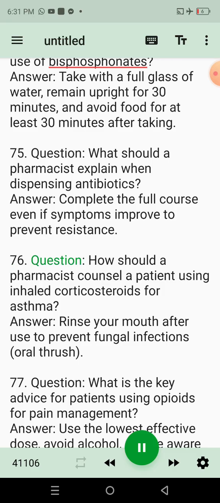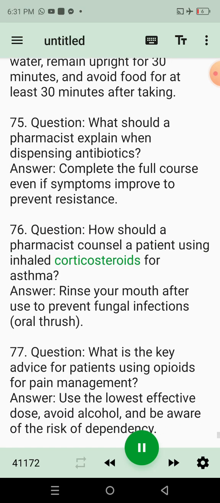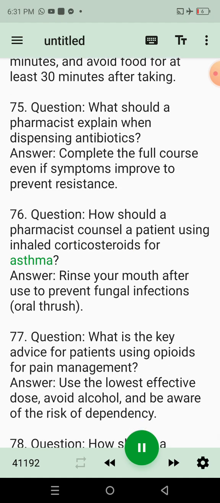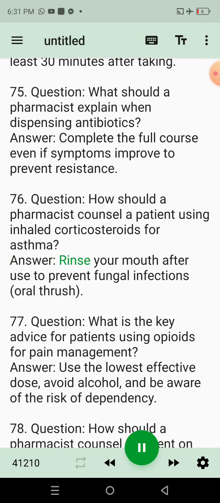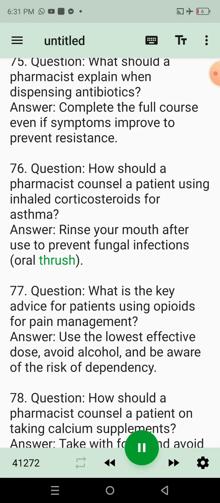76. Question: how should a pharmacist counsel a patient using inhaled corticosteroids for asthma? Answer: rinse your mouth after use to prevent fungal infections, such as oral thrush.